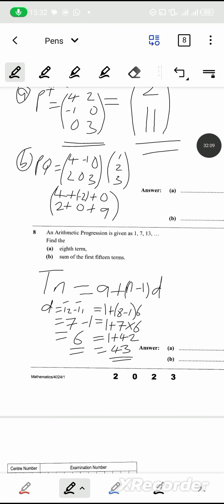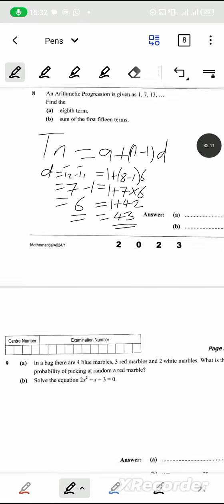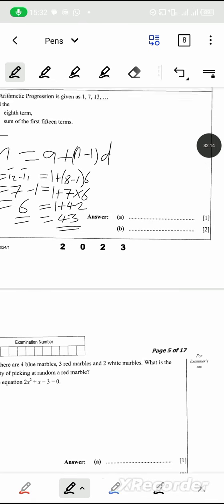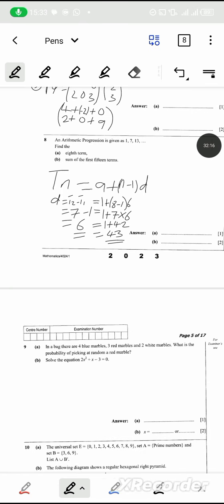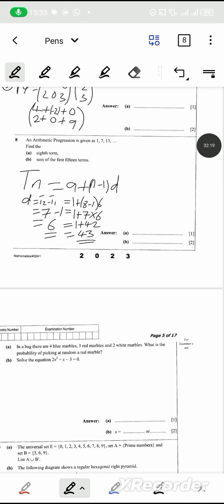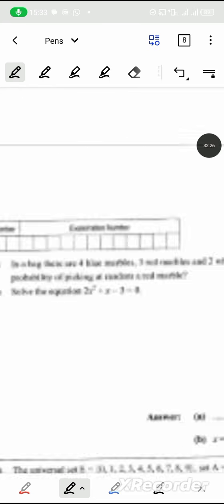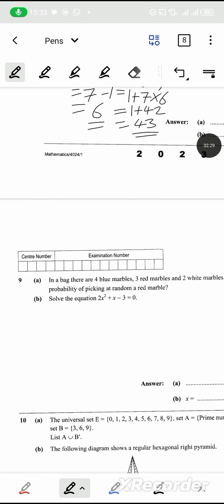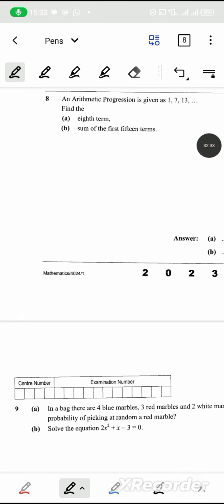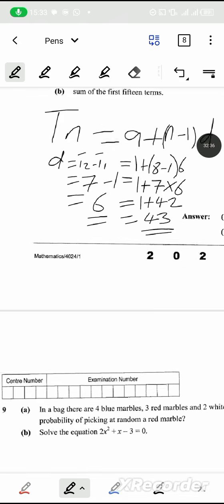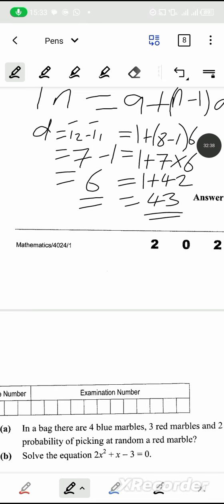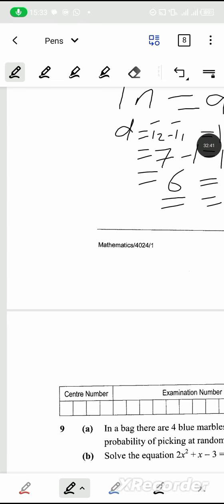Then from there we find the sum. We have to find the sum of the first 15 terms. So that is our part B now. We are going to say B.